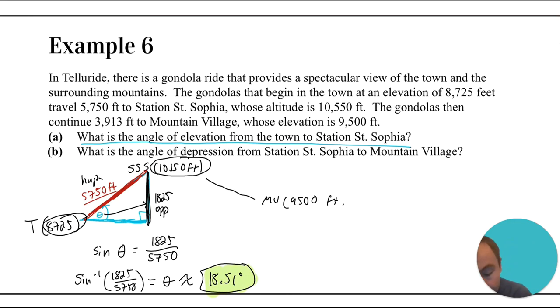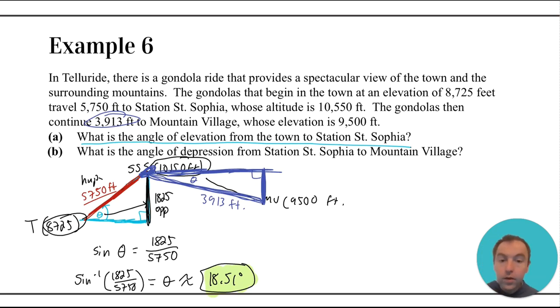And then we're also looking for what the angle of depression is from SSS down to Mountain Village. Since it's going from SSS, we need to start from this point right here and go horizontal and then pivot downwards, down towards Mountain Village like this. And then look for what this angle is right here, right? So we can make a right triangle if I go straight down from right there to Mountain Village and get a nice little right angle right here. So we do know that it traveled 3,913 feet along the cable. So this distance, which would be the hypotenuse of this right triangle, is 3,913 feet.